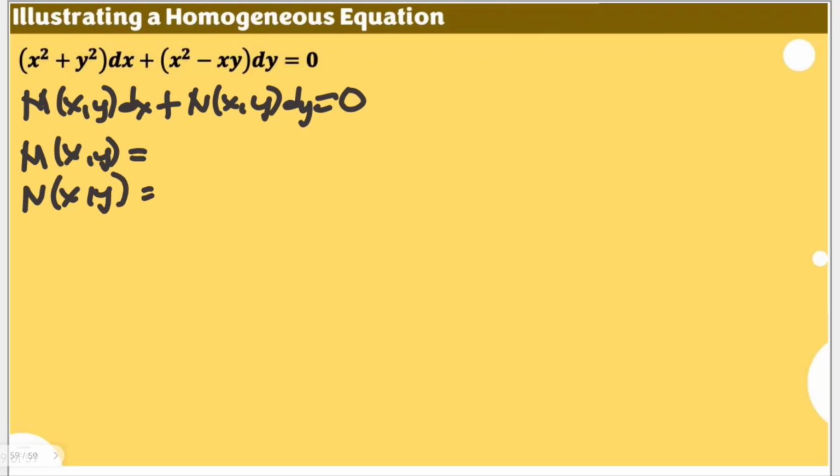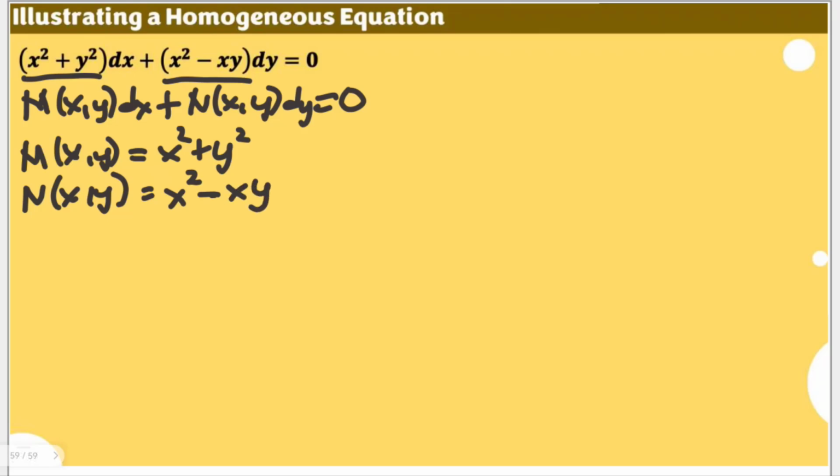M of xy is this function. You have x squared plus y squared. That's the function multiplied to dx. While N of xy is this. That's the function multiplied to dy. So x squared minus xy.